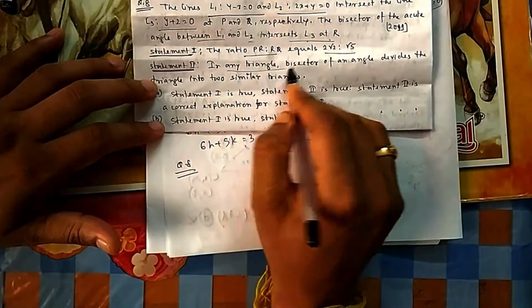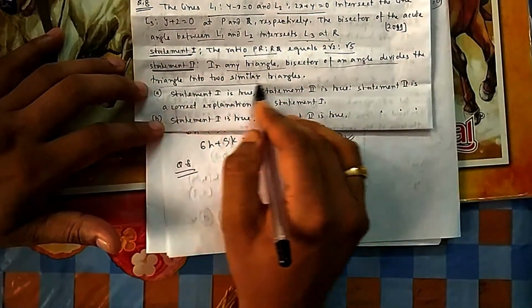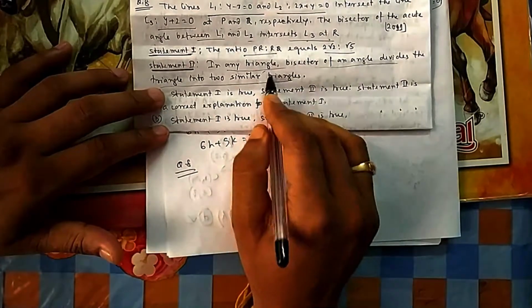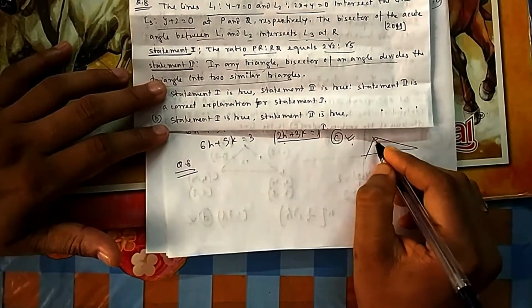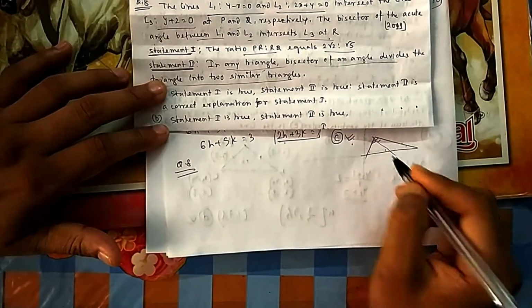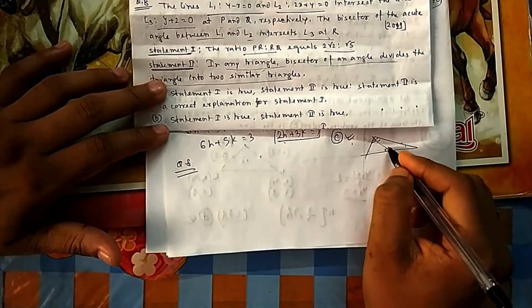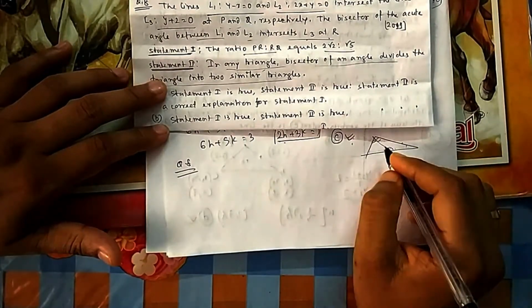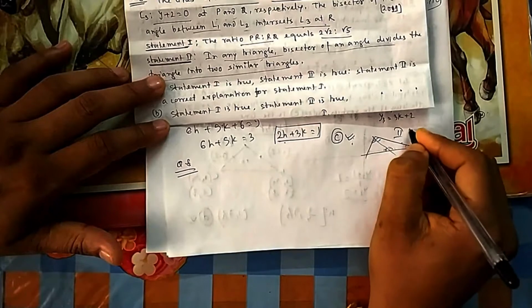Statement 2: in any triangle, the bisector of an angle divides the triangle into two similar triangles. Is it correct? Any angle bisector, if I take this angle bisector, will it divide the triangle into two similar triangles? This angle is the same, but you cannot say about the other angles. What will be the other angles? Or this and this, you can see clearly they are not equal. So statement 2 is obviously false.